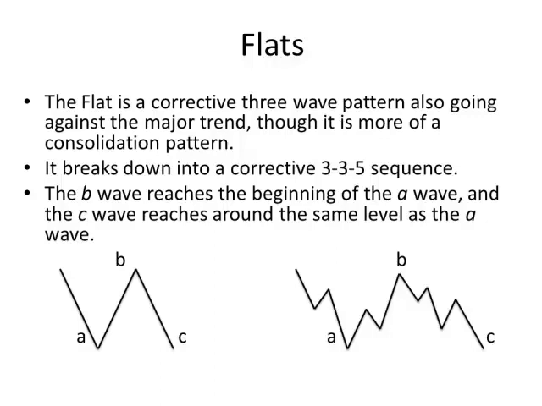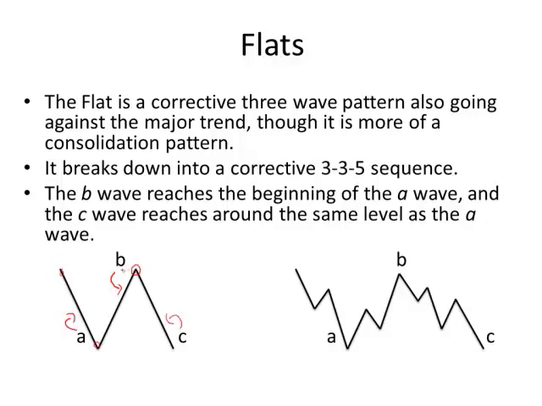Let's look at the picture and see what we can understand from it. I'll start on this side. This is what the flat looks like. Now we are on the left side. This is what the flat pattern looks like. We have our A wave here, our B wave here, and our C wave here. Here we have waves of roughly the same length. The A wave goes from here to here. Now the B wave reaches the level that is the beginning of the A wave.